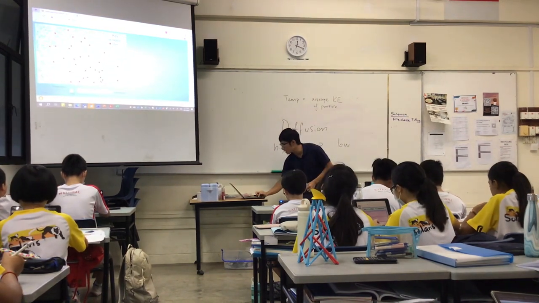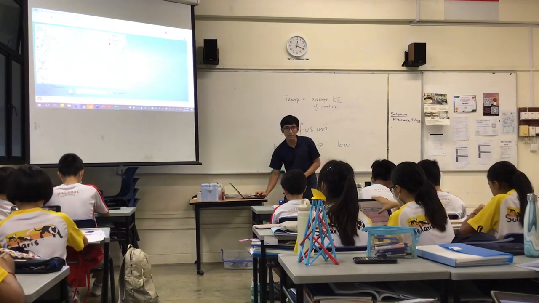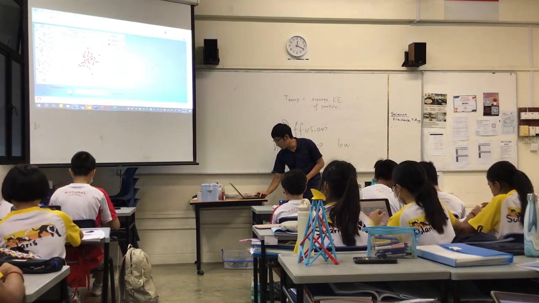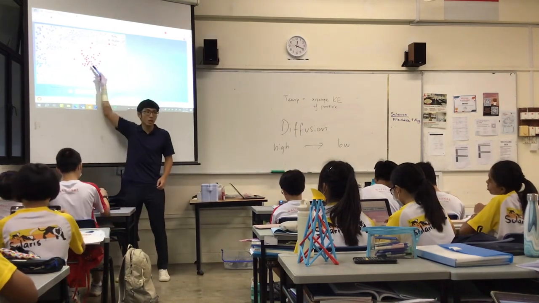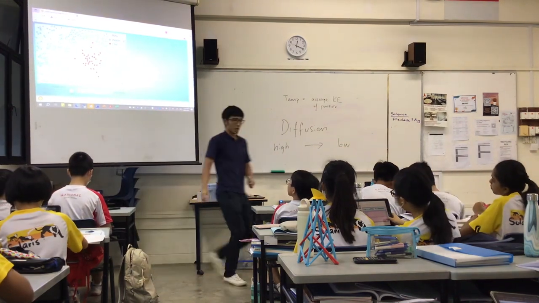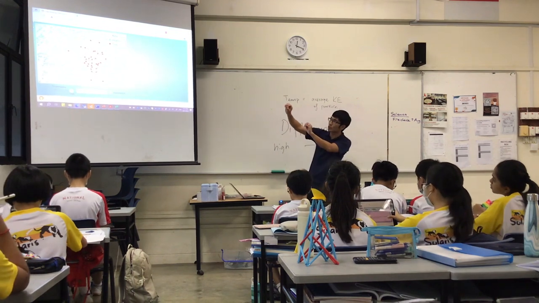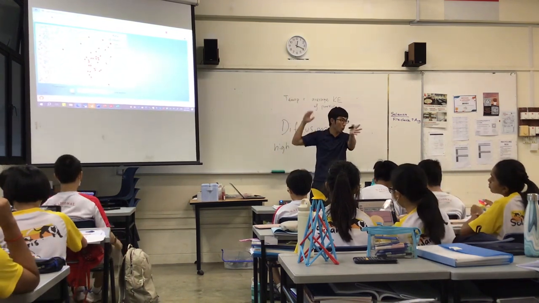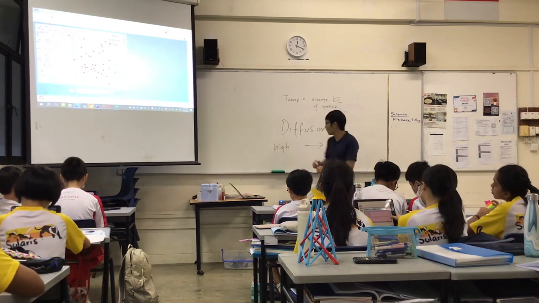So let's replay this. I'm going to go back to the start. When I add this ink drop, and I pause it right now, notice that over here, there's a lot of the ink compared to the surrounding areas. If I let this run over time, you notice that it starts to spread out to the areas where there's low amount of ink. That's what diffusion is.